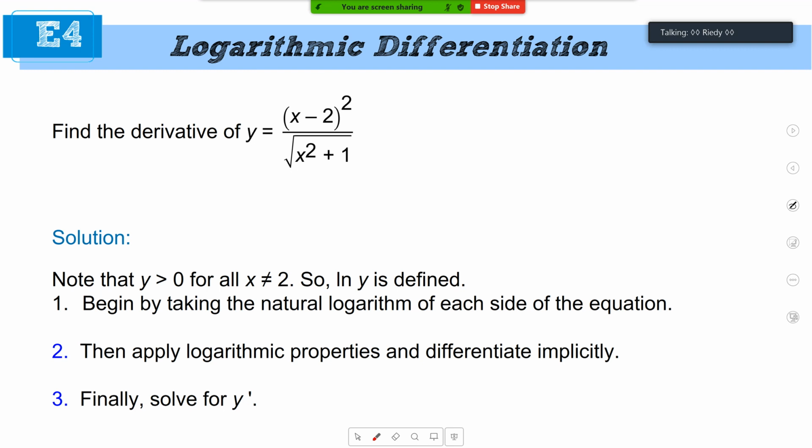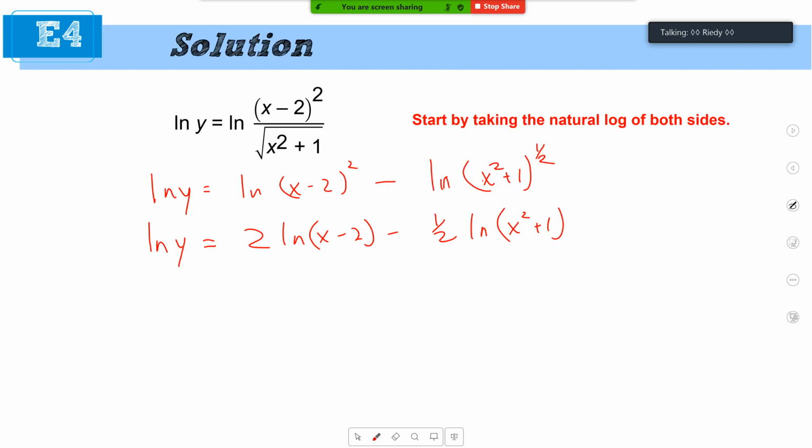Step 2, apply logarithmic properties and differentiate implicitly. Now, why does it say differentiate implicitly? Because we have y's and x's involved. It doesn't matter what you're taking the derivative of a natural log of. It's always u prime over u, so this is a y. The derivative of the natural log of y would be y prime over y, the derivative of the function over itself.